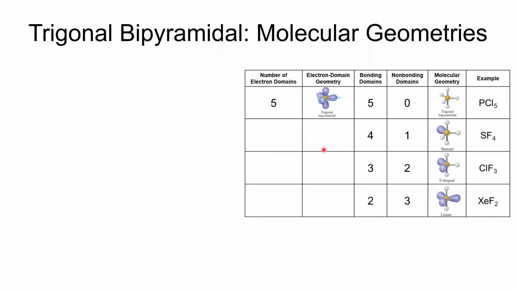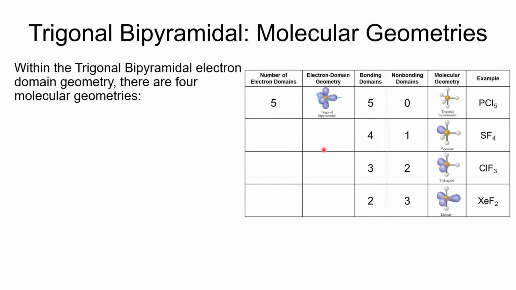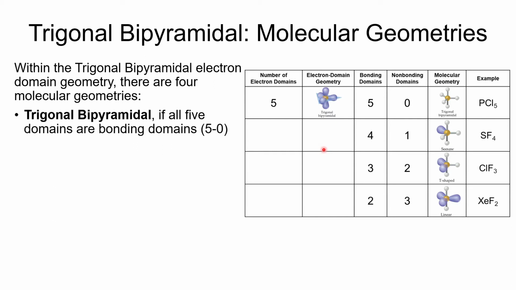All right, so now we want to look at the trigonal bipyramidal molecular geometries that go with it. There are 4 molecular geometries here. Within the trigonal bipyramidal electron domain geometry, the first one is where it keeps its name, and that's where we've got all of them as bonding domains, and we don't have any lone pairs. When we do get lone pairs, those lone pairs curiously end up on the equatorial position.